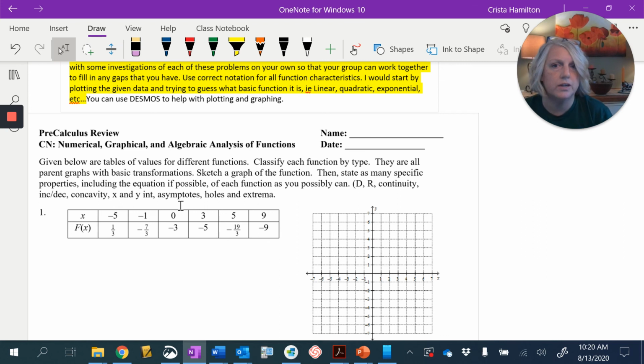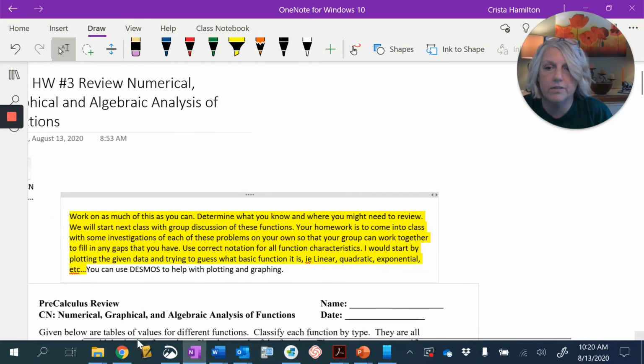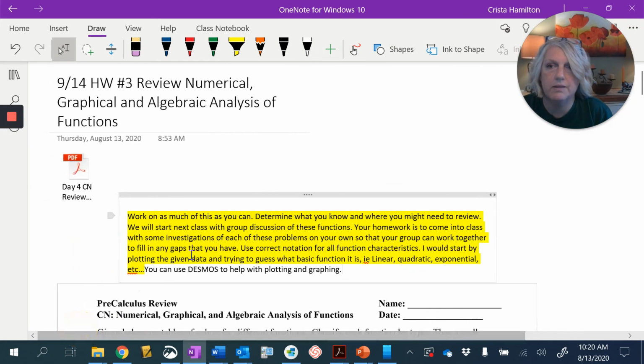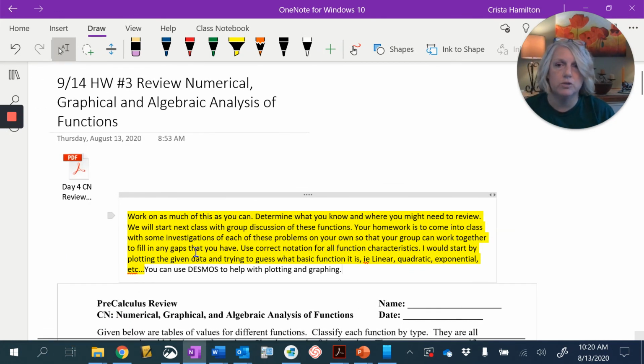So that'll get you started on this homework that we're working on the 14th, I believe, on 9/14, but that's your intro to using tables in Desmos.